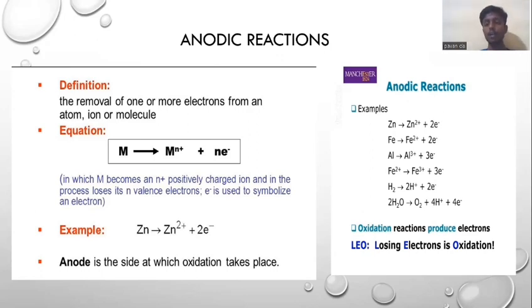Now, as you can see, the anodic reactions. Zinc becomes Zn2+ plus 2 electrons. Fe becomes Fe2+ plus 2 electrons. Aluminium becomes Al3+ and releases 3 electrons. Then Fe2+ becomes Fe3+ and releases an electron. Then H2 becomes 2H+ plus 2 electrons. Then 2 molecules of water release oxygen plus hydrogen ions plus electrons. Oxidation reactions produce electrons. Then LEO: Losing Electrons is Oxidation. It is a simple phrase to remember this.